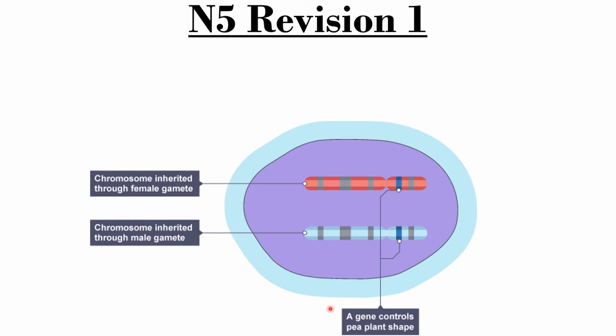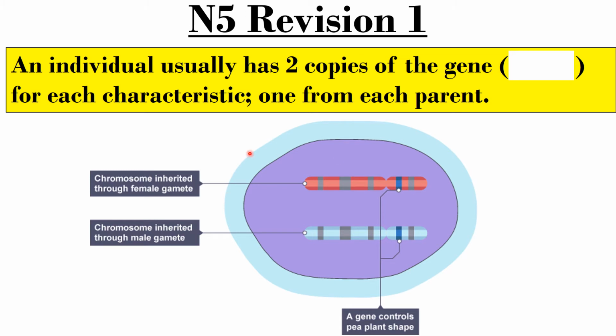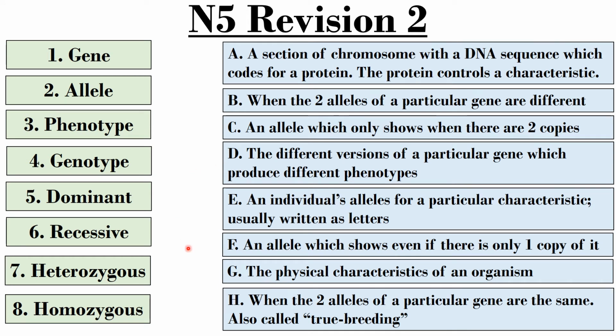So the next part of this, before we talk a wee bit about genetics, I just want to make sure we're okay from National 5, because some of these terms will come back up. From National 5 revision, an individual has 2 copies of the gene. The gene here is pea plant shape. Each copy is known as, what's that? Allele. So 2 copies of the gene, alleles for each characteristic, and you get 1 from each parent. So press pause, and match these up just to make sure you're clear on what these terms mean.